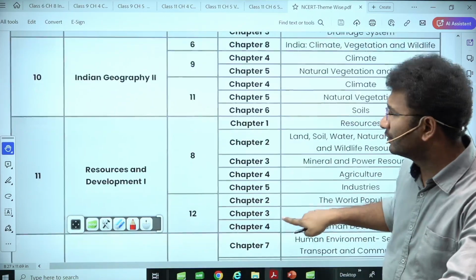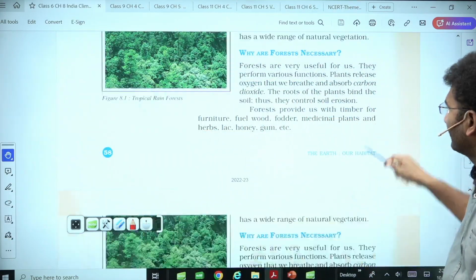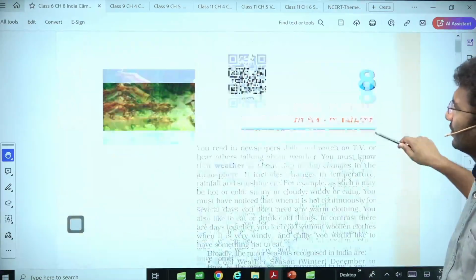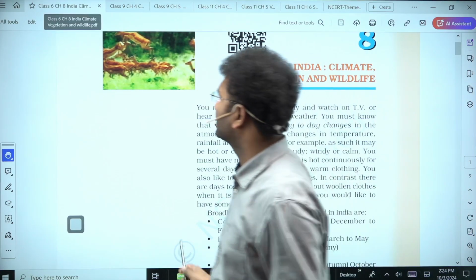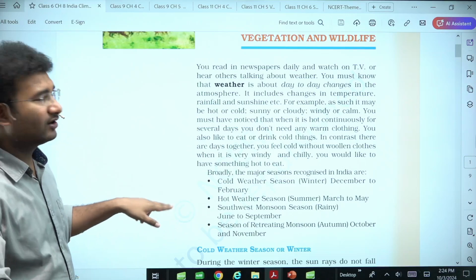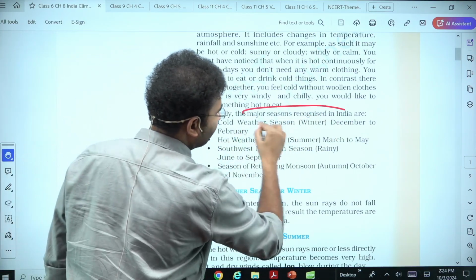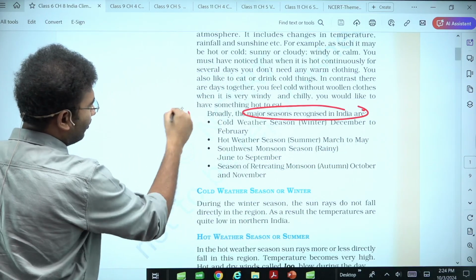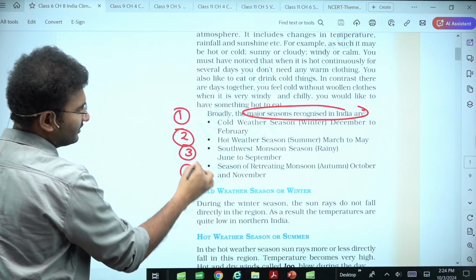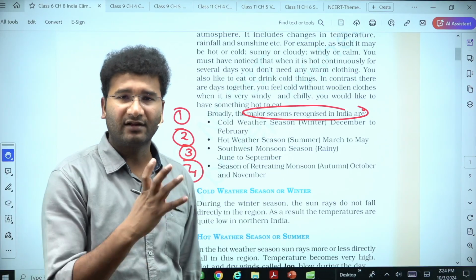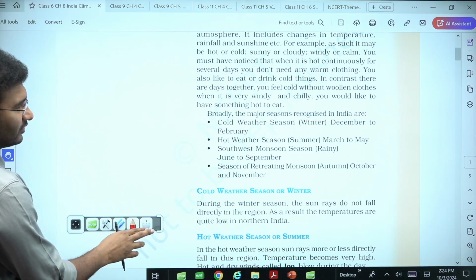Now come to the chapters which I am going to cover. Come to class 6, chapter 8. This is the name of the chapter here, which talks about India's climate, vegetation and wildlife. See, this is class 6, chapter 8. Here it talks about what are the seasons in India. It says that broadly the major seasons recognized in India are: number 1, cold weather season; number 2, hot weather season; number 3, southwest monsoon; number 4, season of retreat. There are 4 major seasons. So let me also write them at one single place and then try to explain them to you.